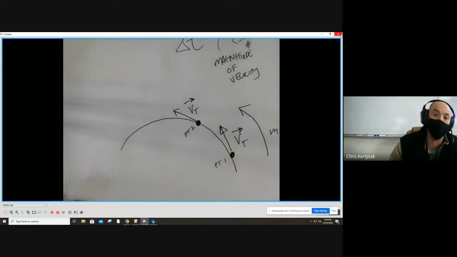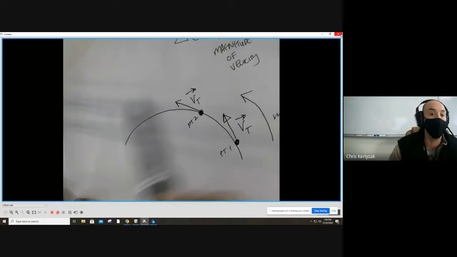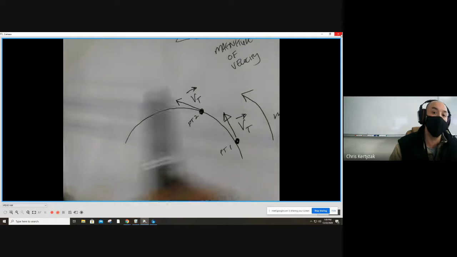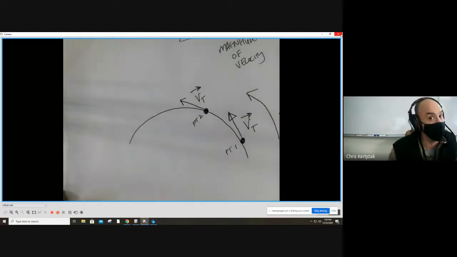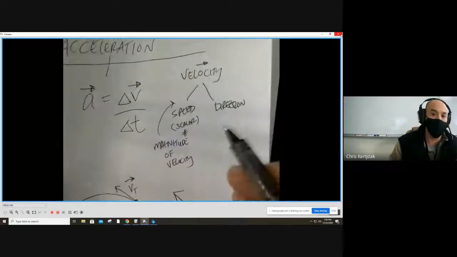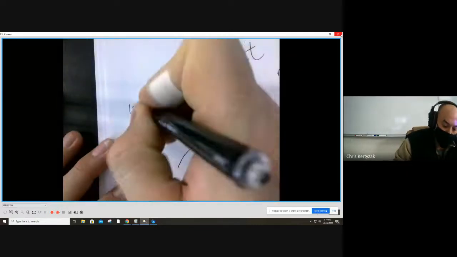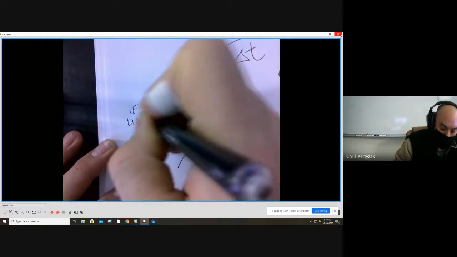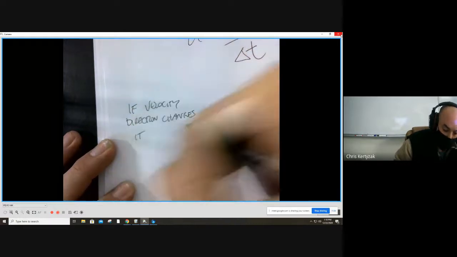Again, it could be a car going around a rotary, which your lab will be like. Car goes round and round at the rotary at 50 miles per hour the whole time. Speed's not changing, but the direction is changing. Or planet Earth going round and round and round at about 66,000 miles per hour. If it was always that speed, speed's not changing, direction is changing. In both of those examples, if the direction changes, the velocity changes. So if velocity direction changes, it's accelerating.